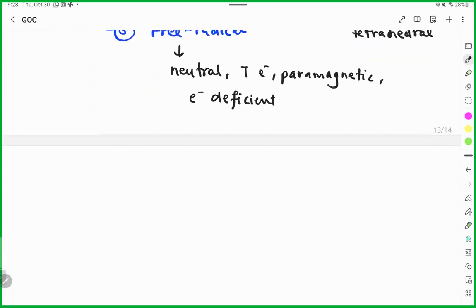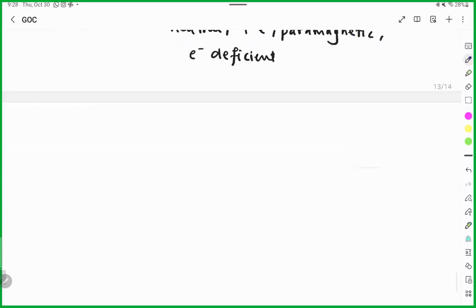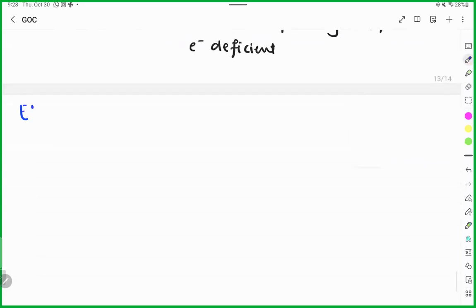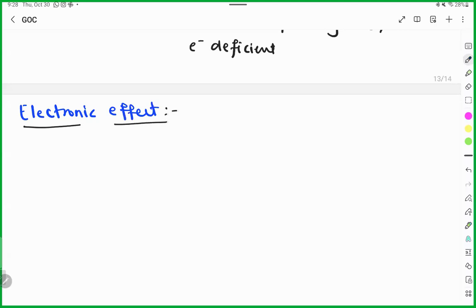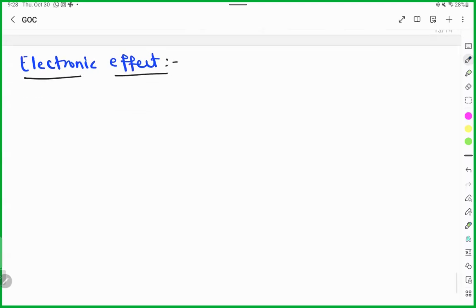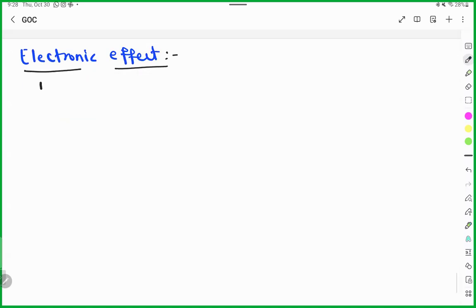After that, we have electronic effect. Electronic effect means, Chandana, that which affects the chemical reaction, meaning movement of electron. Movement of electron is the electronic effect. First, we actually have four effects. One is inductive. Anvita, what are the other effects? Electromeric, mesomeric.